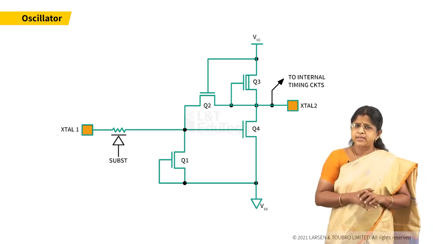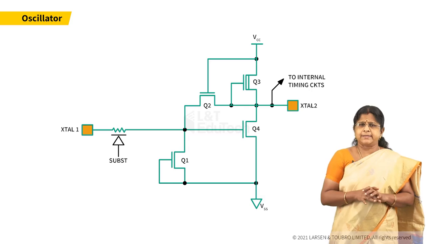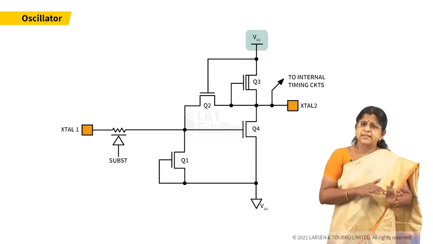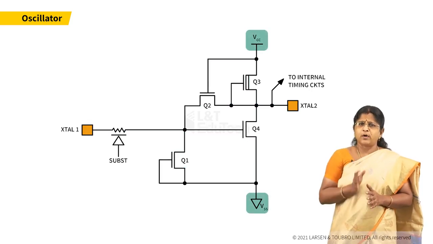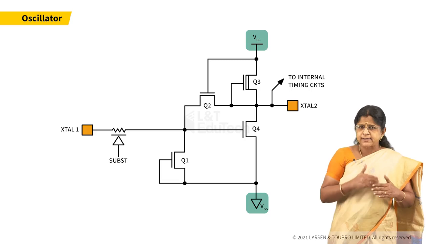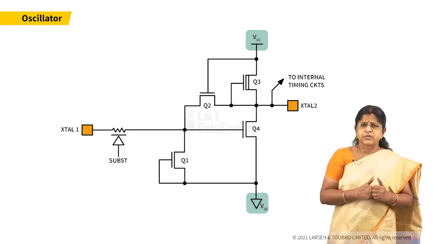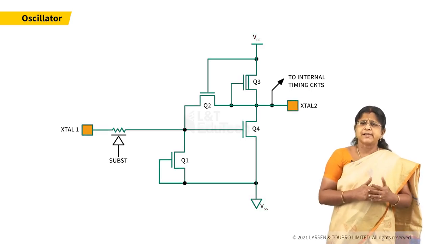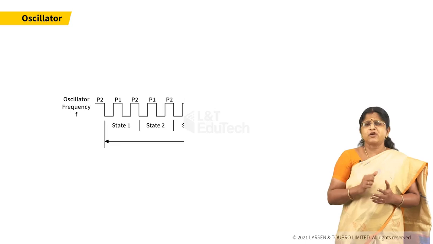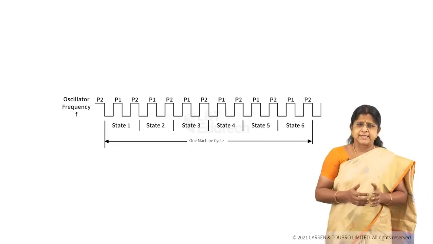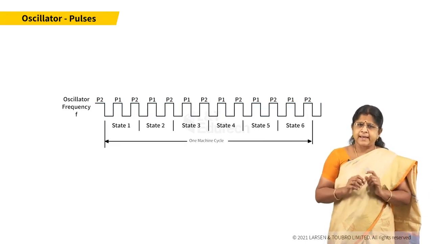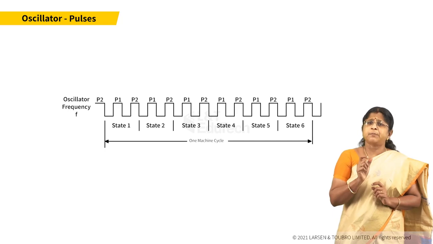The circuitry is suitably connected with VCC and VSS lines of the microcontroller. With the external LC tank circuit, the circuit oscillates and generates a train of pulses. Now let us see the pulse pattern and the instruction time computation.